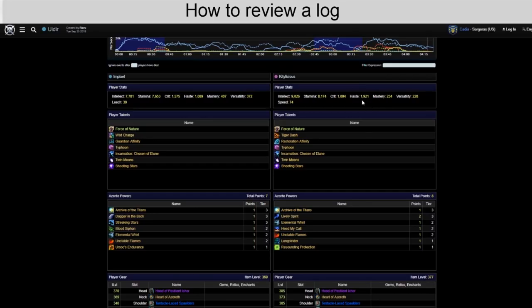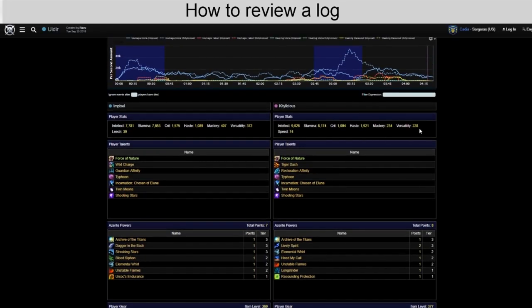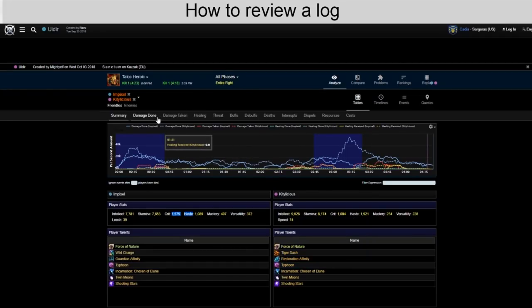Yeah. And look at his secondary differential as well. It's pretty high. There's a pretty big disparity here in terms of secondaries, because mastery is not worth very much, whereas haste is worth a significant amount more. That's a pretty big deal overall.